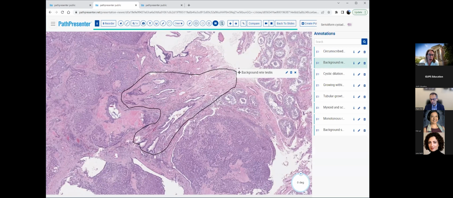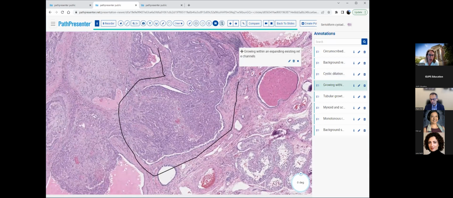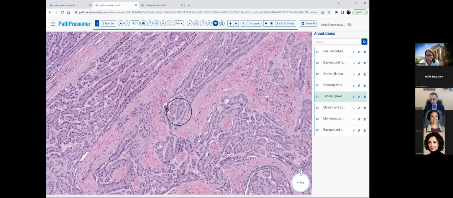And then at closer magnification, you can begin to see the remnants of the really unaffected rete testis back here with these slit-like areas. But because these tumors obstruct and grow within the rete testis, you can begin to see this kind of cystic dilation of the rete testis. Then here's a really nice example of how this tumor is growing into and expanding the rete testis channels here.